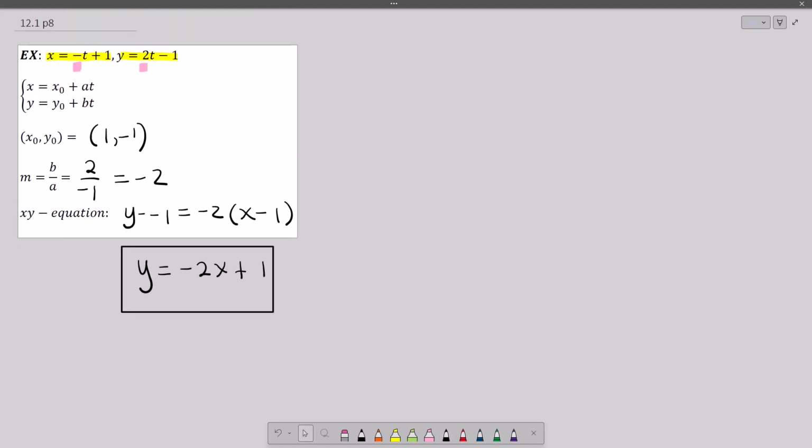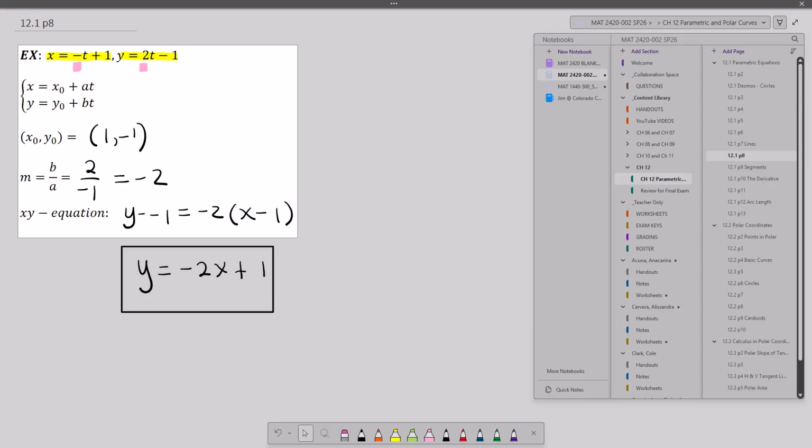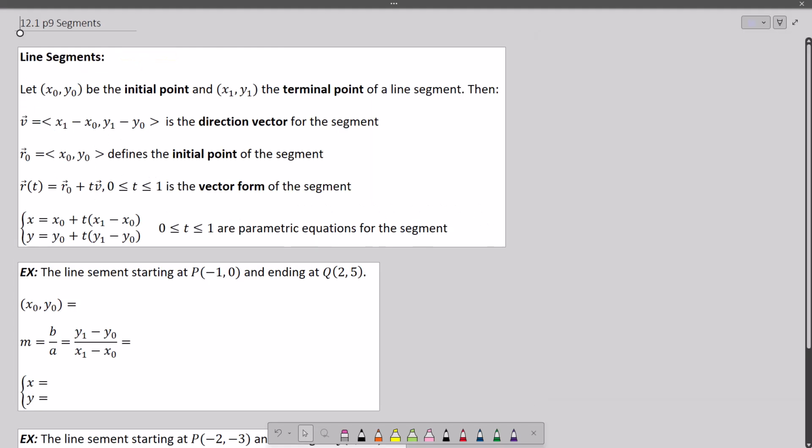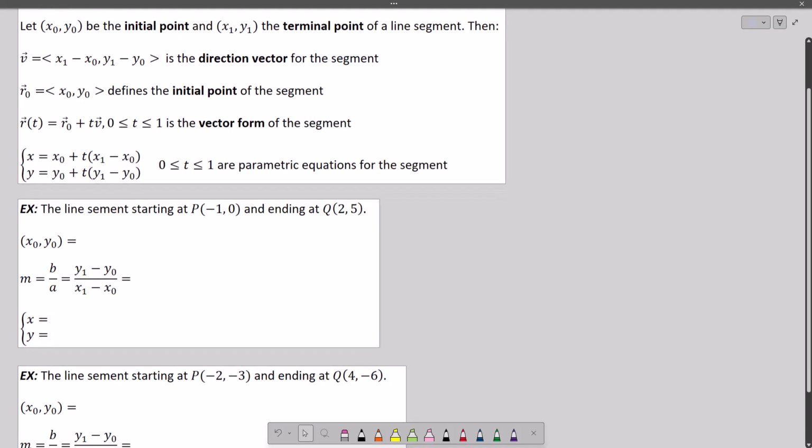All right, so let's make it a little more complicated. Notice that we haven't had any restriction on t, so we're getting the entire line, both directions. So let's chop it up a little. Let's add a restriction on t to get a line segment.